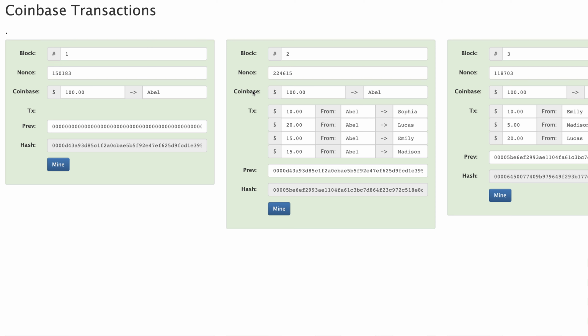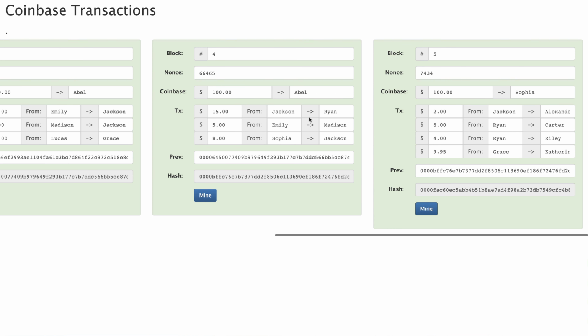All of the transactions are from Abel, because at this point, Abel is the only person on the network that has any funds. And so you can see there that Abel is transferring $10 to Sophia, $20 to Lucas, and so on. So we can track the provenance in this case, and we can make sure that those funds exist, and we can ensure that they have not been tampered with through the hashing mechanism.